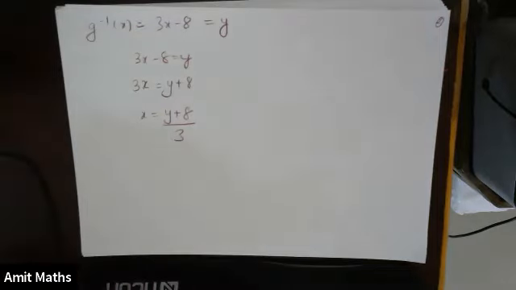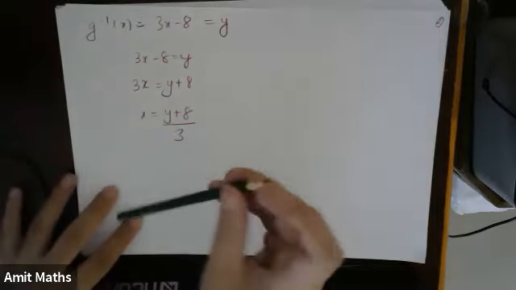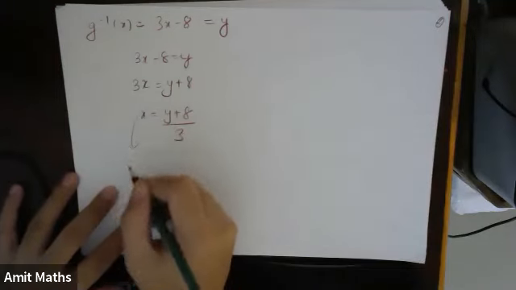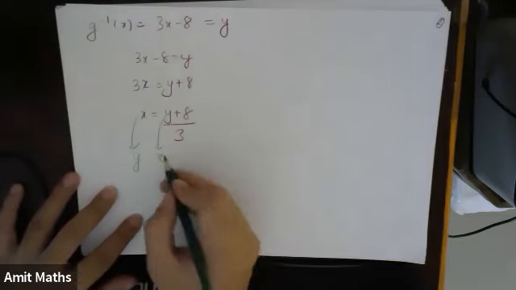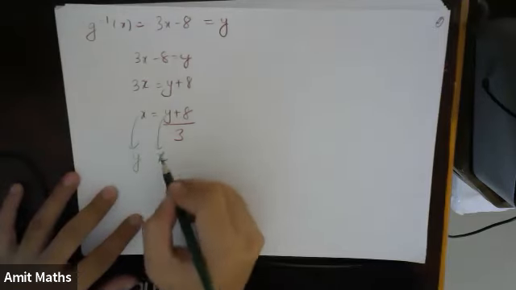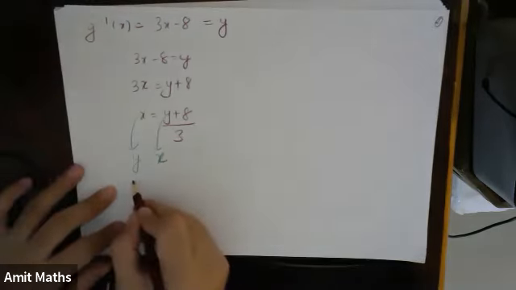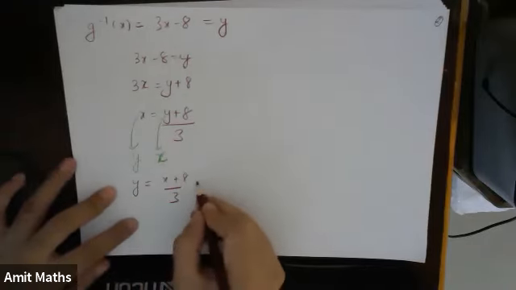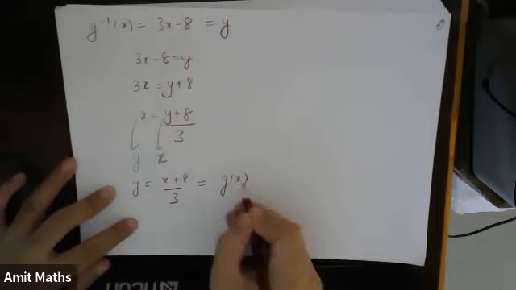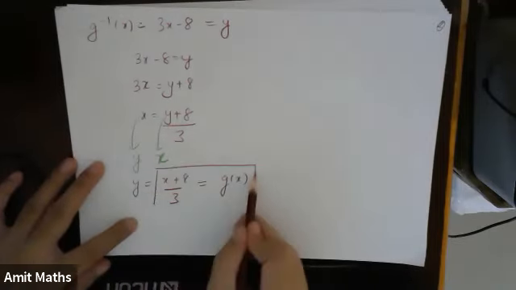Okay. So if I have got this as x in terms of y, now instead of x, what will I write? Instead of x, I will write y, and instead of y, I will simply substitute x. So this will become y is equal to (x plus 8) by 3. And what is this? This is equal to g of x. Understood? So this is the answer.